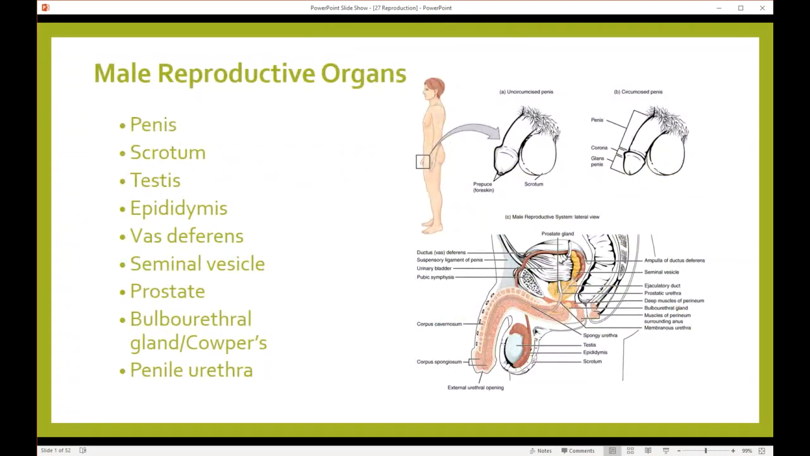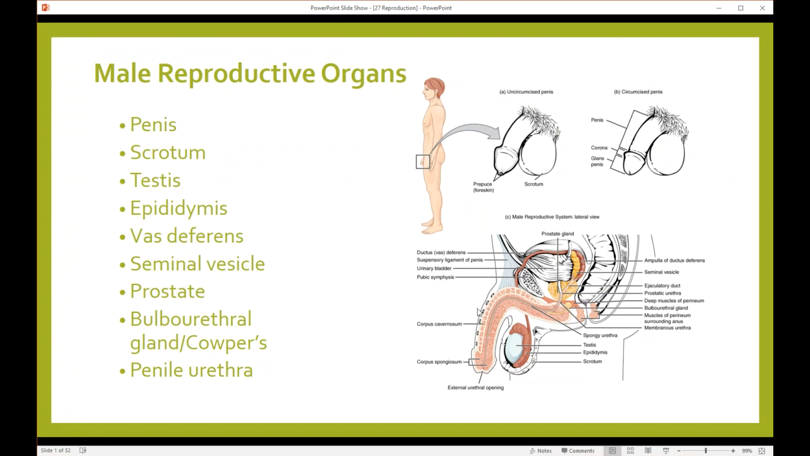So let's start with that male reproductive system. So the male reproductive system, we have the penis, the scrotum, the testes, the epididymis, the vas deferens, the seminal vesicle, prostate, the bulbourethral gland, which is also called the Cowper's gland, and the penile urethra. Okay? And it's really important that you get familiar with saying these terms, especially if you're going into nursing, and that you're fully aware of where they're located within the male body.